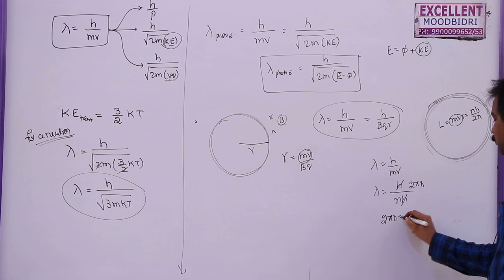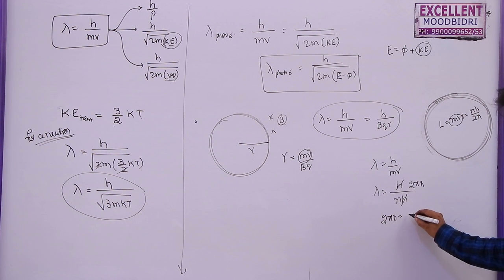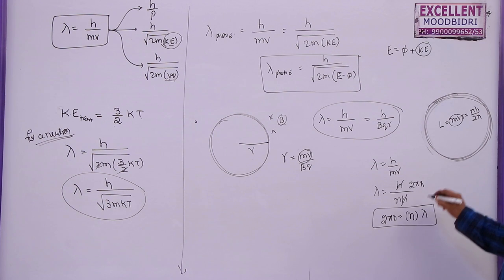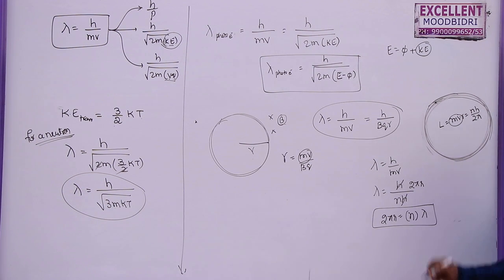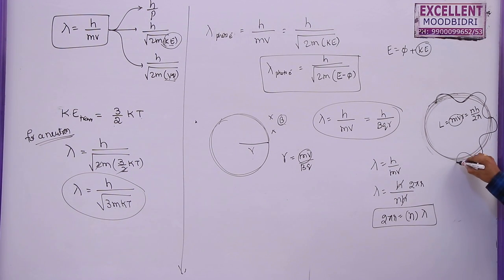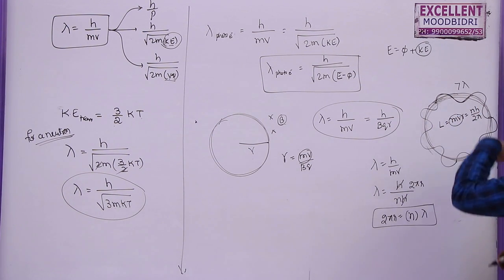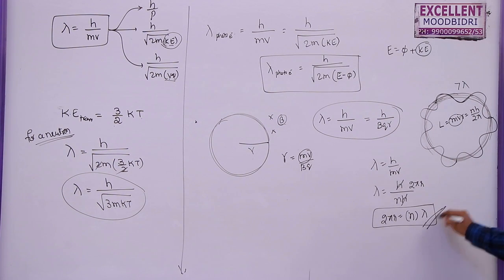The circumference of this circular orbit in which the electron is revolving is always equal to an integral multiple of lambda, n lambda, where n is a number. So when this electron is revolving, it not only acts as a particle, it acts as a wave. So this is one wave here, second wave, third, fourth, fifth, sixth, seventh. So here it is 7 lambda. For another one, it may be 8 lambda, 9 lambda. So this is 2 pi r.